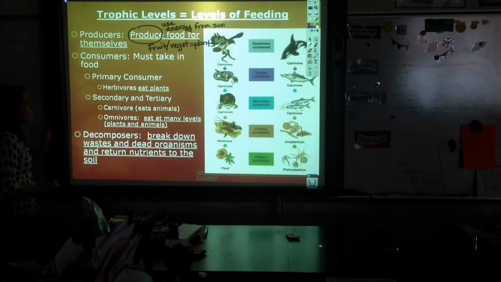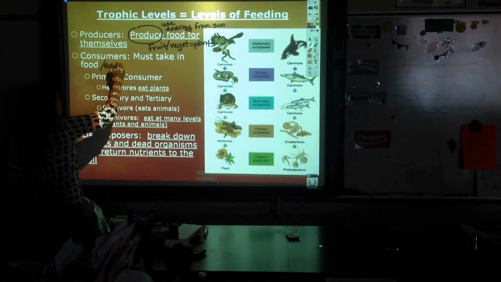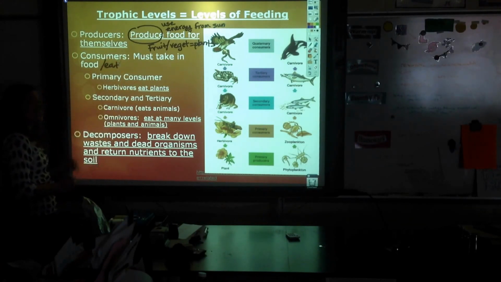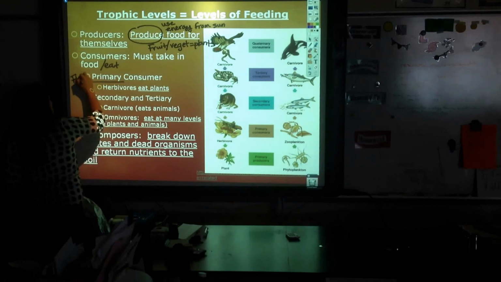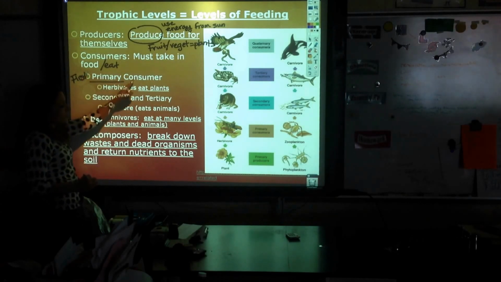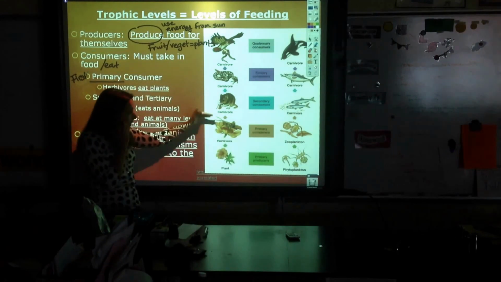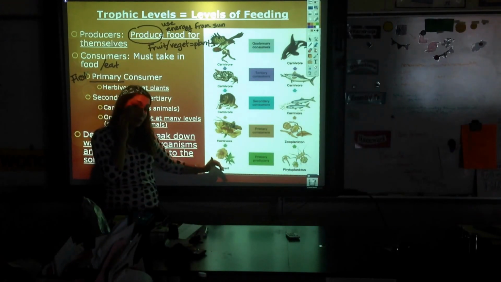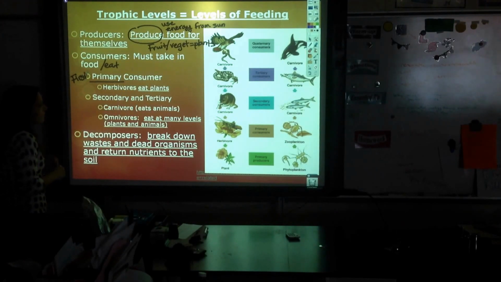Now, consumers must take in food, meaning they have to eat. And we have some different groups of consumers. We have what are called primary consumers. These are herbivores. Now, primary means first. So primary consumers are the first to eat. And so they are eating our producers. They're eating our plants. And so herbivores eat only plants.